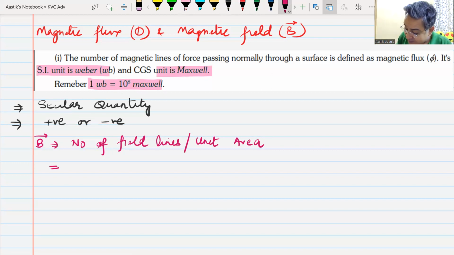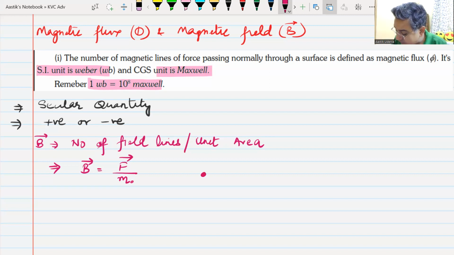You can determine it like this, or you can call this magnetic field the force experienced per unit pole strength. If I put an isolated north pole in a magnetic field, this is a fictitious thing, and this north pole has a magnetic pole strength of m naught, it will experience a force F vector like this. Then the magnetic field strength will be given by F divided by m naught. Do we understand this? Yes, sir.